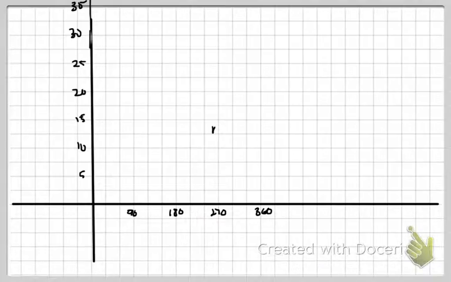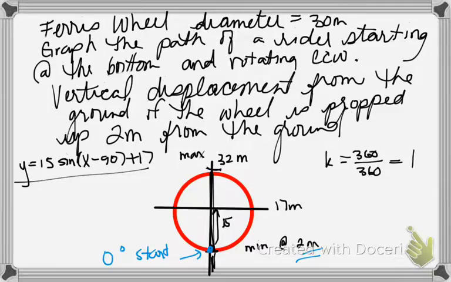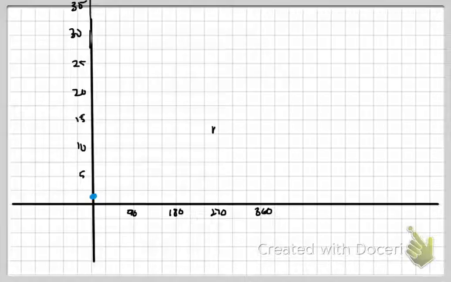So I'm going to come over here and I'm going to graph 0 and 2. It'll be right below 2.5. There we go, 0, 2. Okay, the next place that we're going to rotate, the question tells us we're rotating counterclockwise, is up to this point right here. And at that point, we've now rotated 90 degrees. So we're at a height of 17 meters at a rotation of 90. So 90, 17.